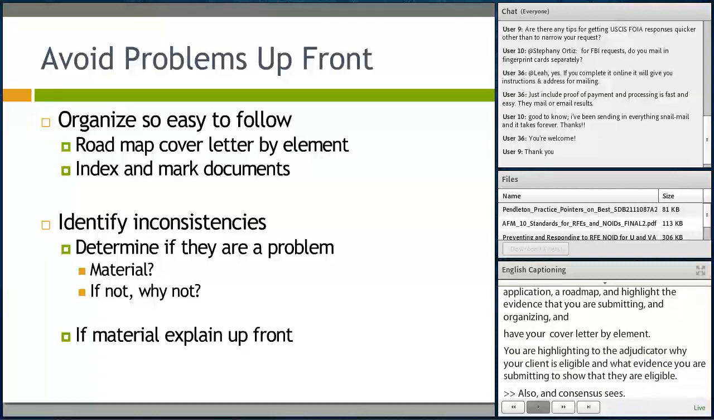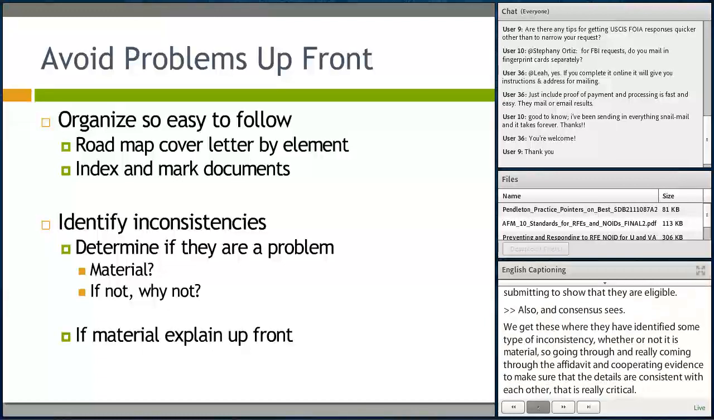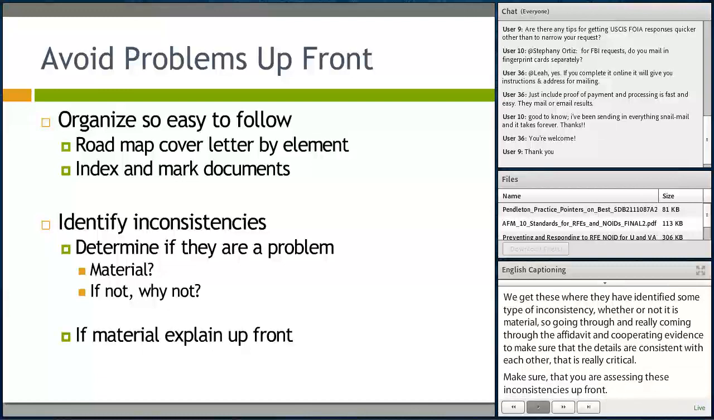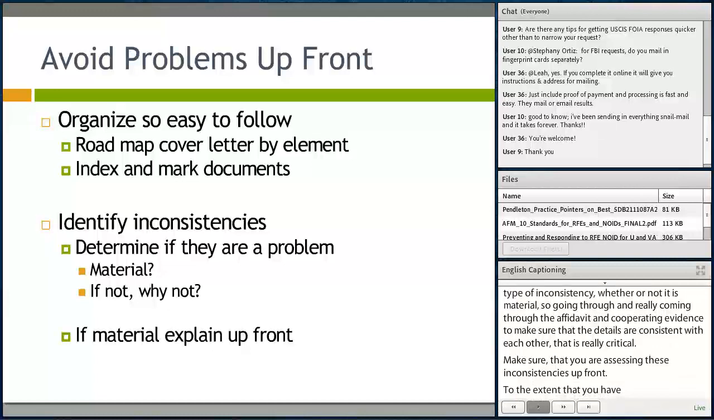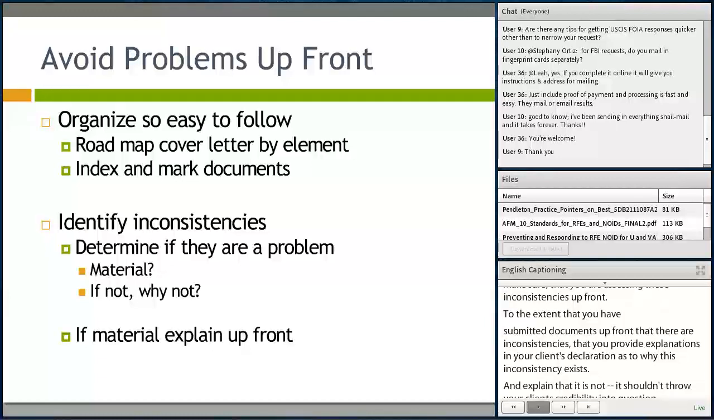Also, inconsistencies. We get a lot of TAs for RFEs where they've identified some kind of inconsistency, whether or not it's material, right? And so really combing through the affidavit and the corroborating evidence to make sure that the details are consistent with each other is really critical, and to make sure that you're addressing these inconsistencies up front. To the extent that you have to submit documents that have inconsistencies, and there are times that you have to do this, provide an explanation in your client's declaration as to why this inconsistency exists, and explain that it shouldn't throw your client's credibility into question.